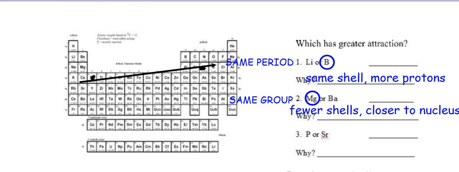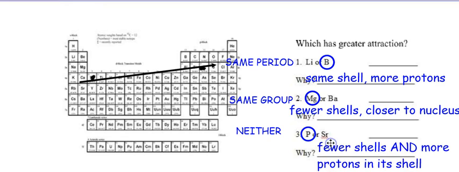Which one is going to have the greater attraction? Oh, I'm sorry. They're neither in the same group nor the same period. It's going to be phosphorus for two reasons. You have fewer shells, and within its shell, you have more protons in it. So you can also use the transitive property, because phosphorus has greater attraction than magnesium.